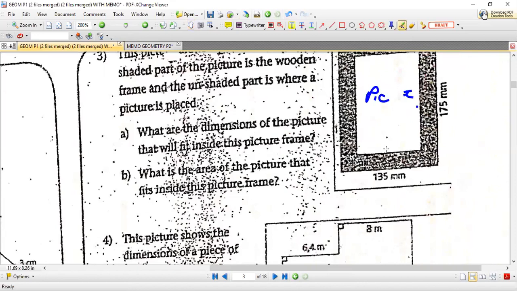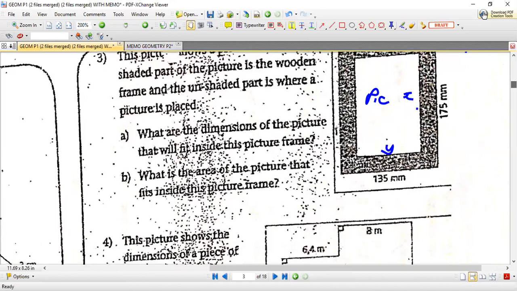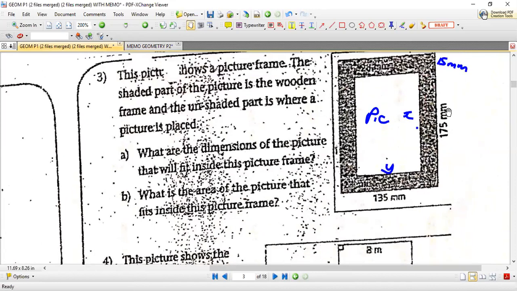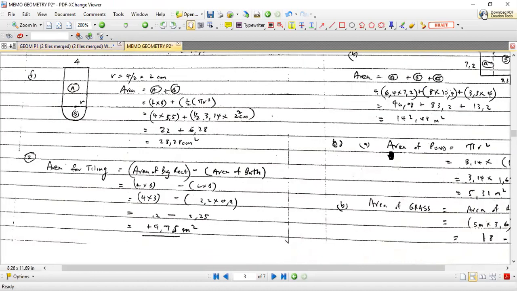And we'll call the other side Y. So if we want to find X in that shape there, we have to take away 15 millimeters from both sides evenly. So it will be 175 minus 15 and 15. Likewise, if you want to calculate Y, it will be 135 minus 15 millimeters minus 15 millimeters twice. So once we do that, we are able to determine the length and breadth of that picture.